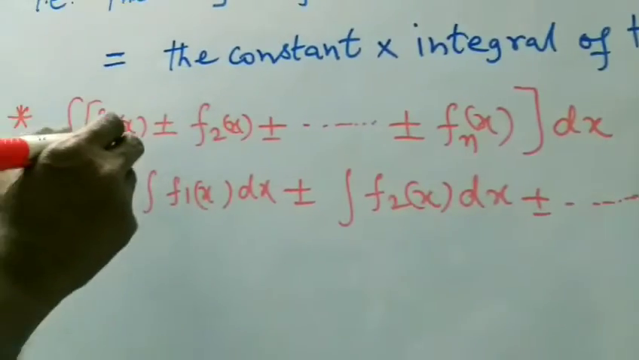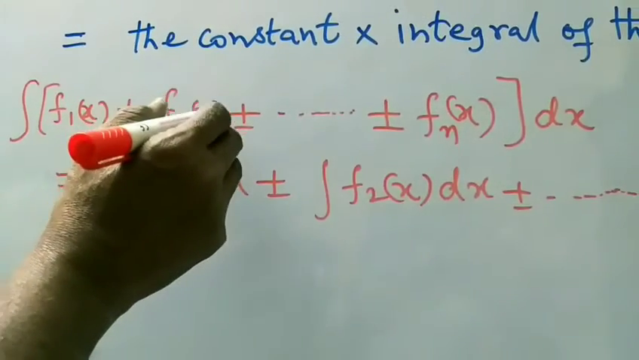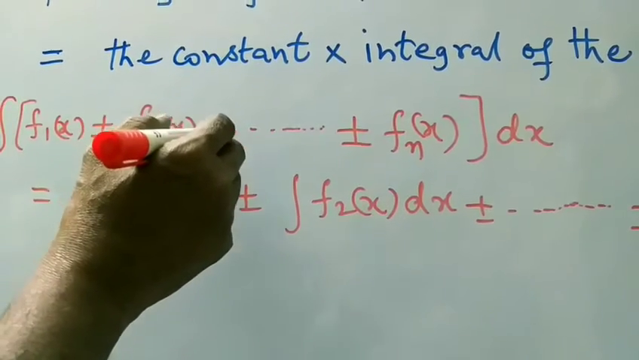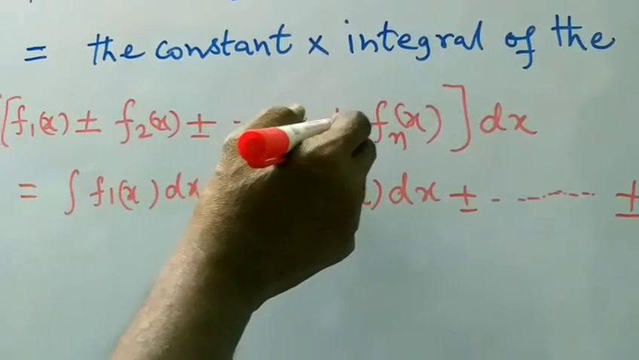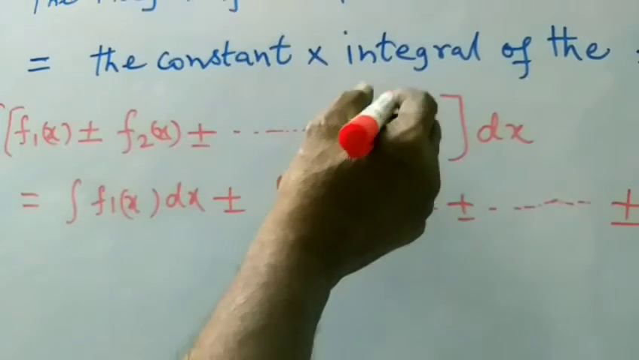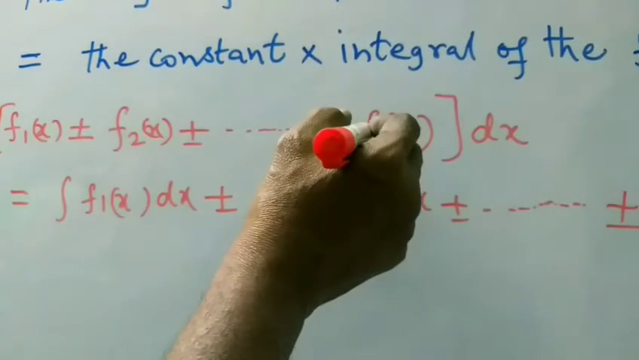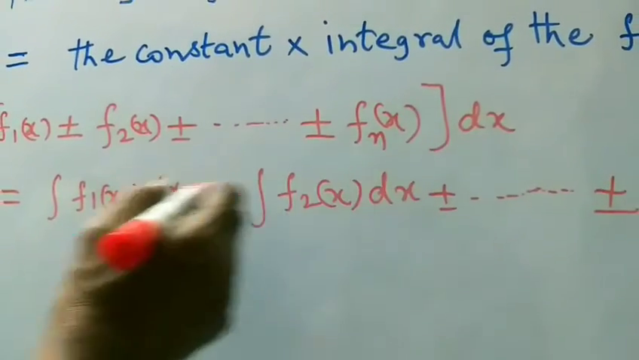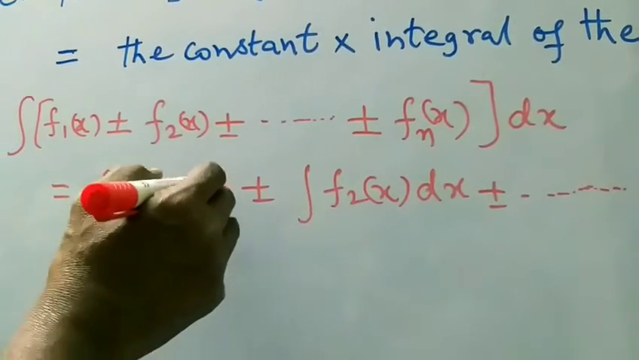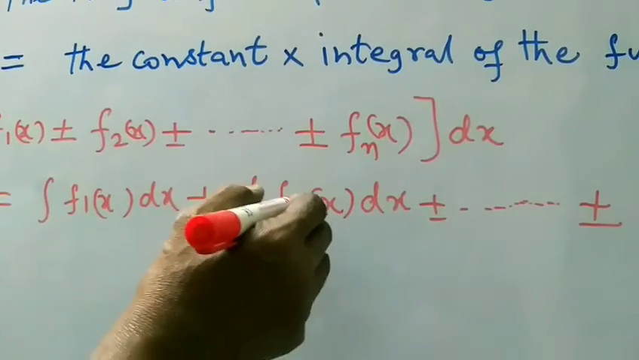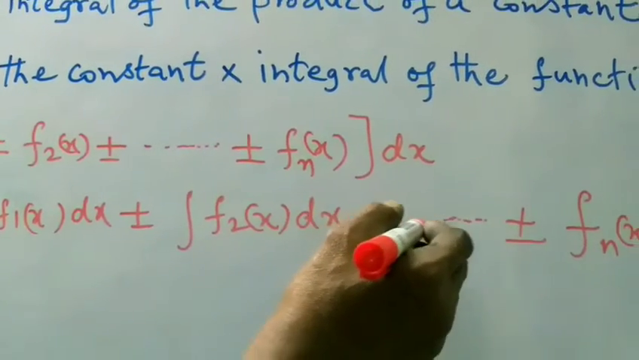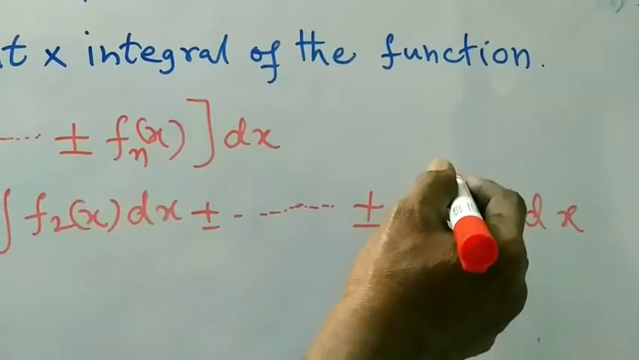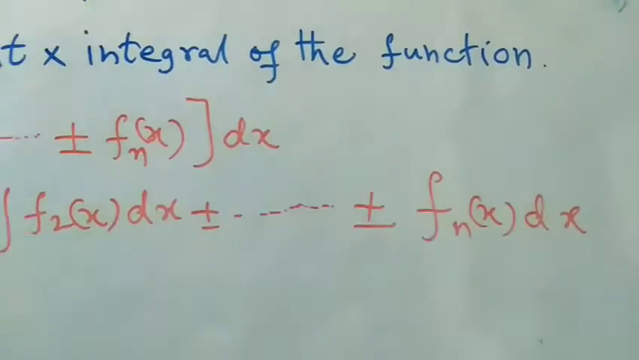Integral of f1 of x plus or minus f2 of x plus or minus and so on up to n terms, plus or minus fn of x whole dx, is equal to integral of f1 of x dx plus or minus integral of f2 of x dx plus or minus and so on up to plus or minus integral of fn of x dx.